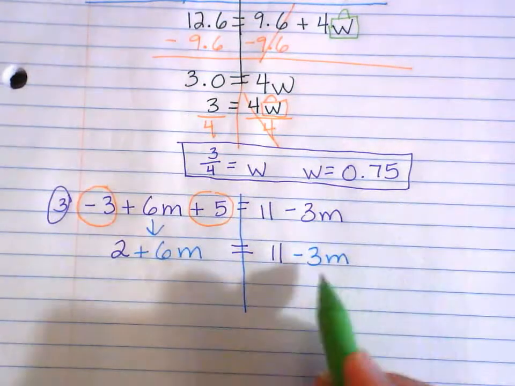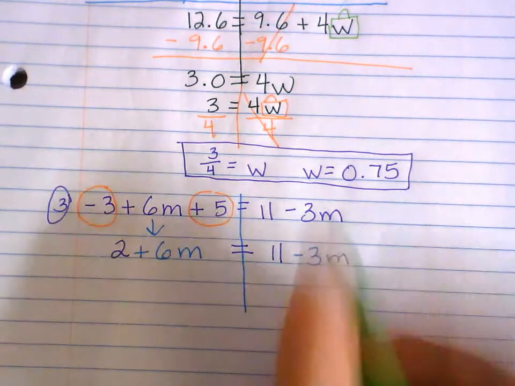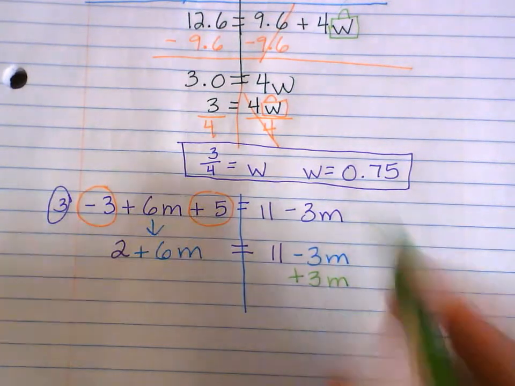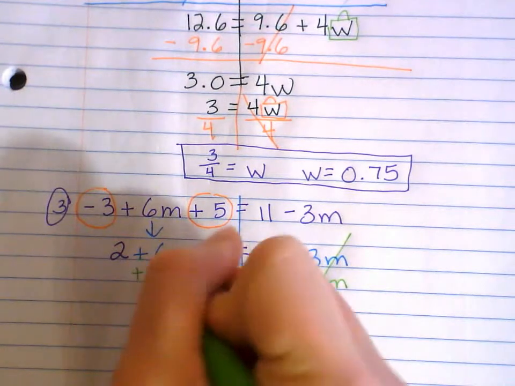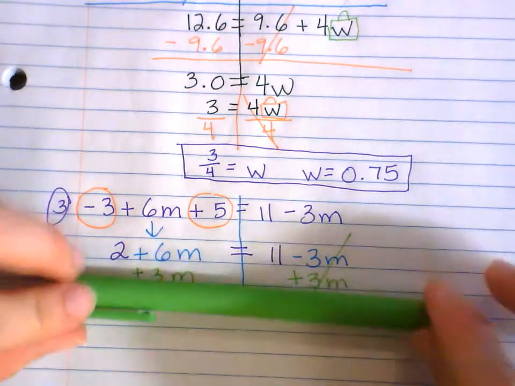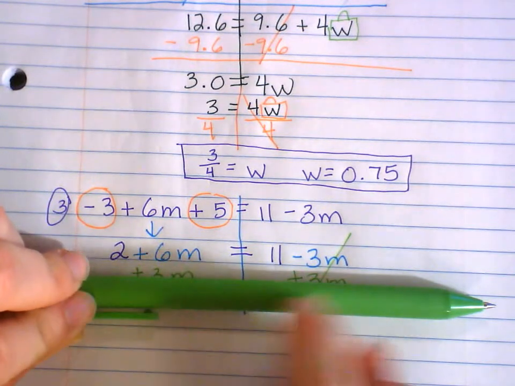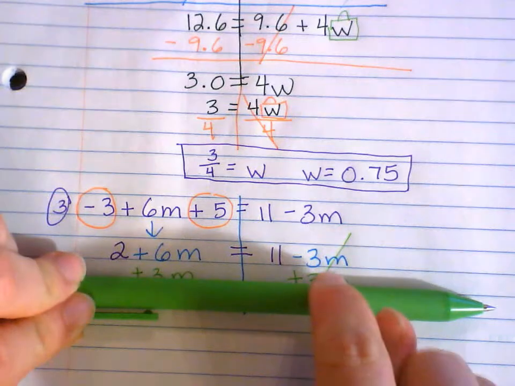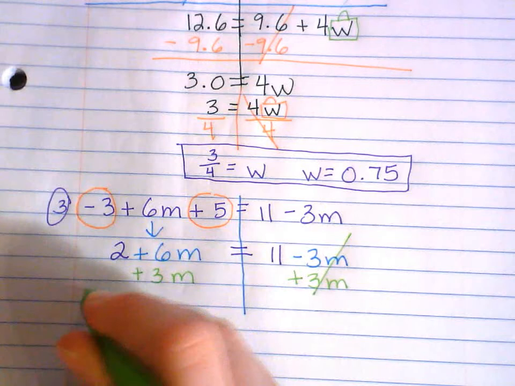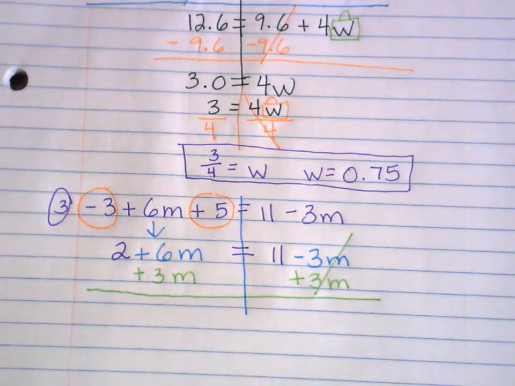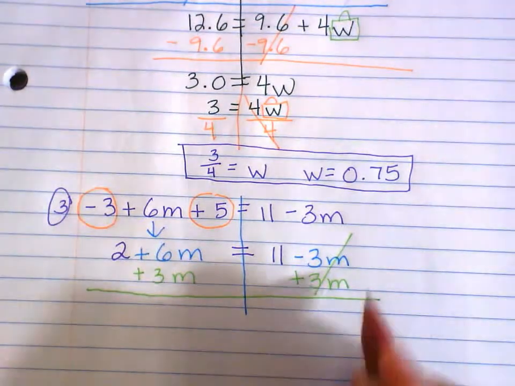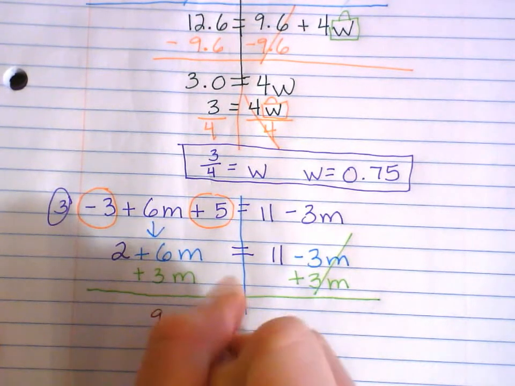I always try to keep the variable positive. What I mean by that is if I add 3m, it goes away here, and over here it keeps it a positive m. It'll be positive 9. If I did it the other way, which you totally could, you would subtract 6m, but then it'd be negative 9m, and I don't like playing with negatives if I don't have to. That's just why I do it that way. But guys, you'll get the same answer either way. So that leaves us with 9m.